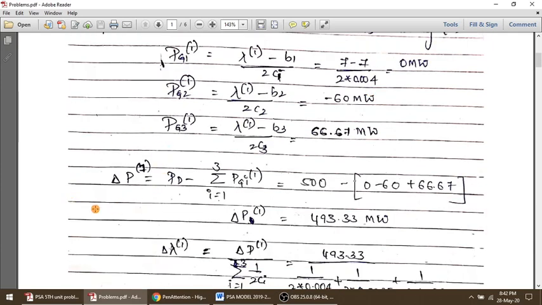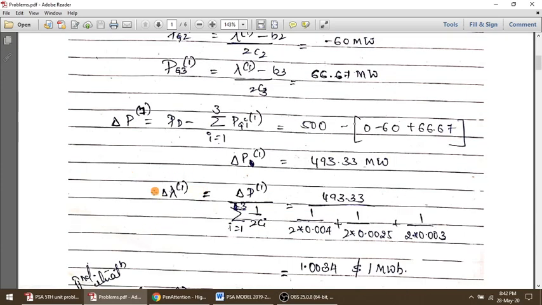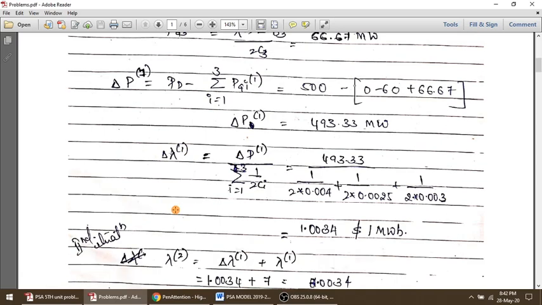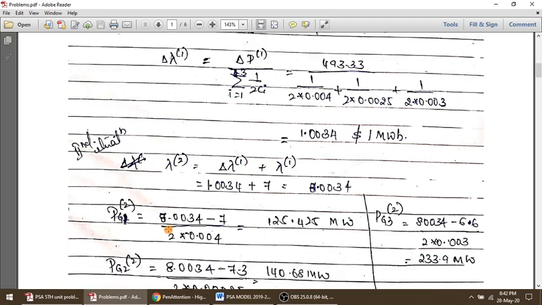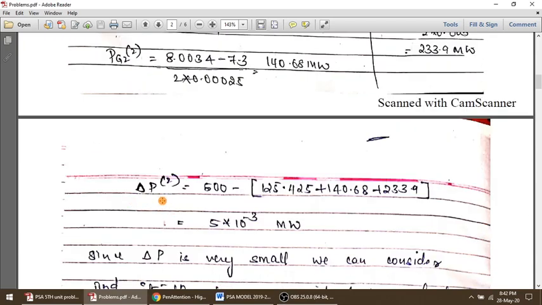Next, calculate the delta P value. Next, calculate the delta lambda value. If the delta P value is not very small, you can update the lambda value, and for the next iteration, again the similar procedure will be followed until the delta P value is very small. For more accuracy, we go for higher iterations.